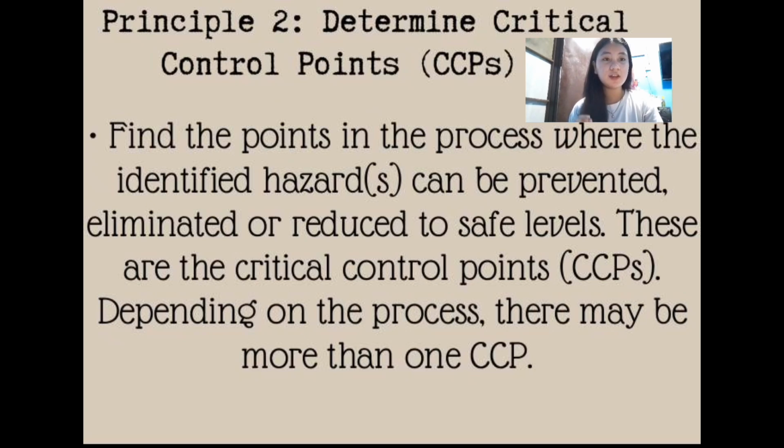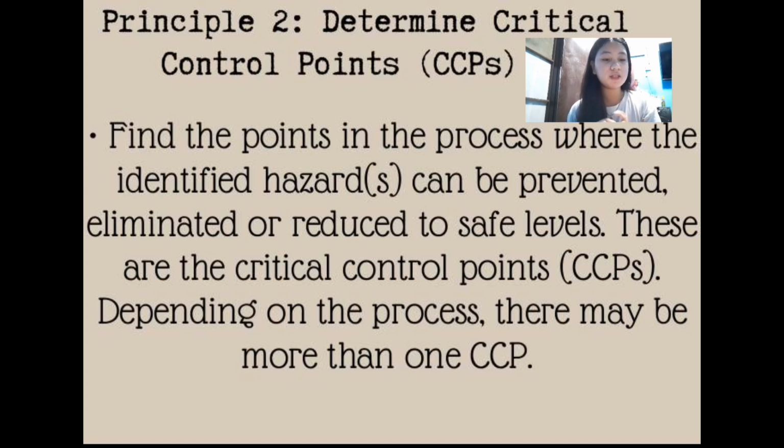Principle number 2 is determine critical control points or CCPs. Find the points in the process where the identified hazards can be prevented, eliminated, or reduced to safe levels. And these are the critical control points. Depending on the process, there may be more than one CCP. A critical control point is a point, step, or procedure at which control can be applied and a food safety hazard can be prevented, eliminated, or reduced to acceptable levels.